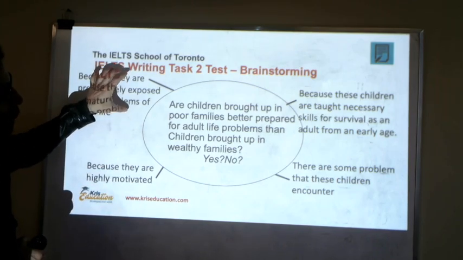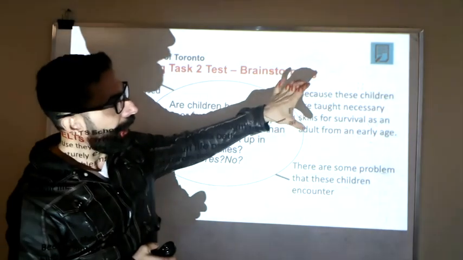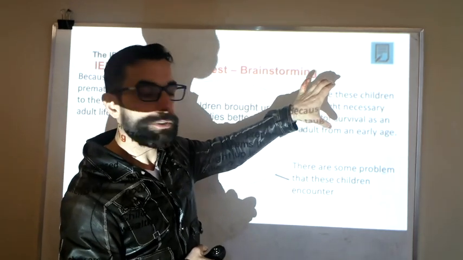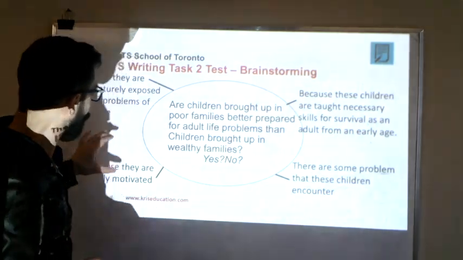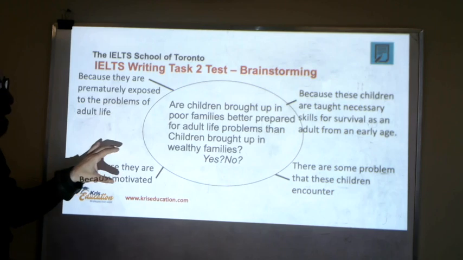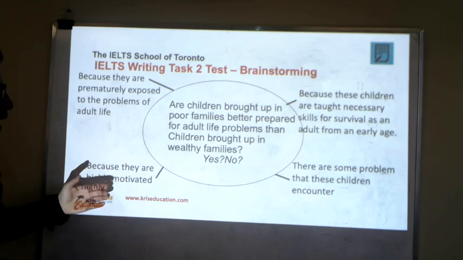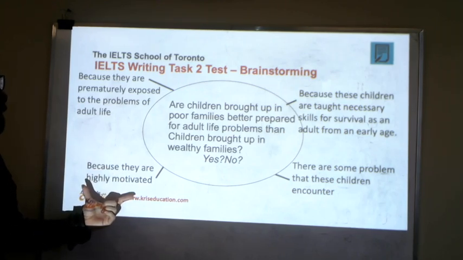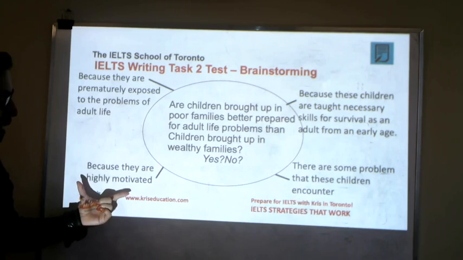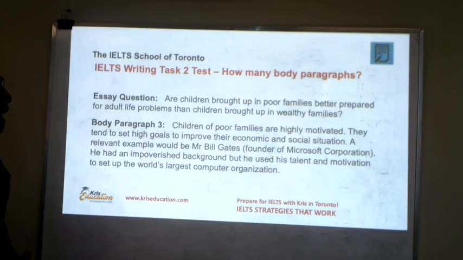Idea 1 becomes a topic sentence of paragraph number 1. Idea 2 becomes a topic sentence of paragraph number 2. Idea 3 becomes a topic sentence of paragraph number 3. Let's see now how the test taker has developed the paragraph.